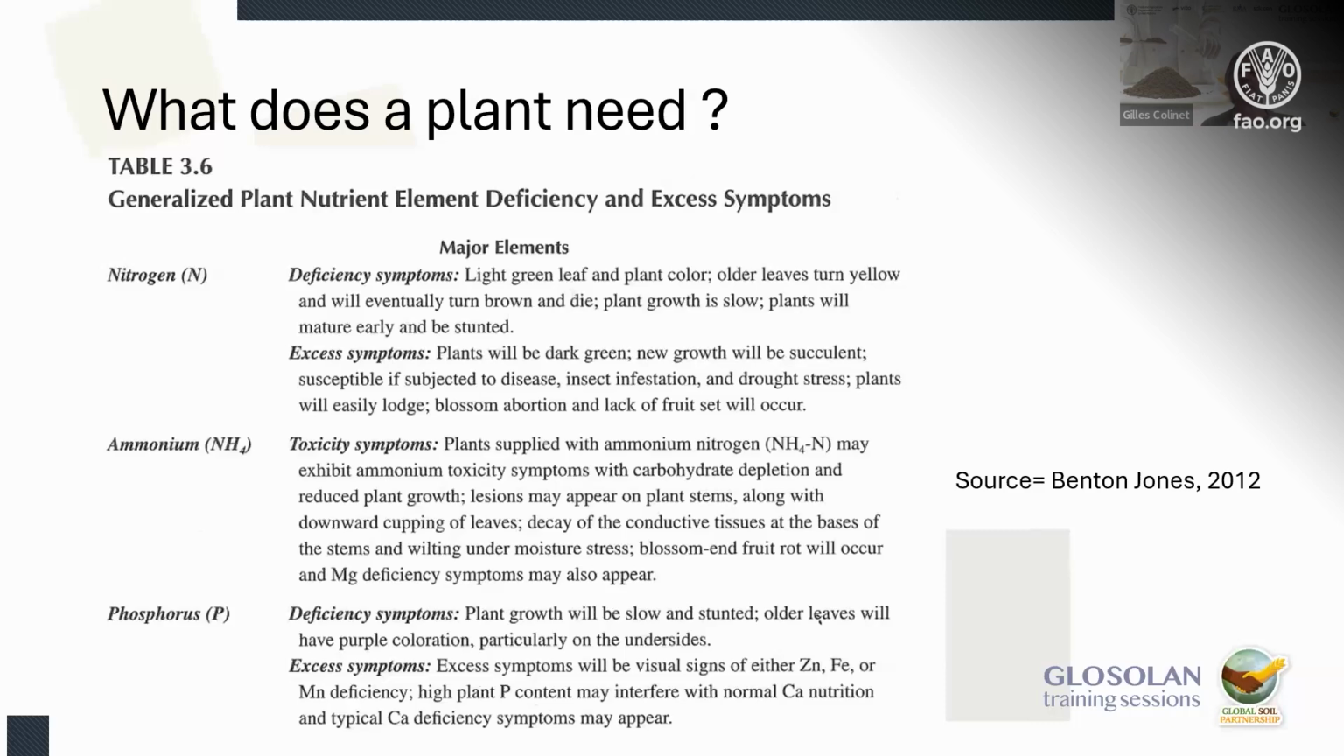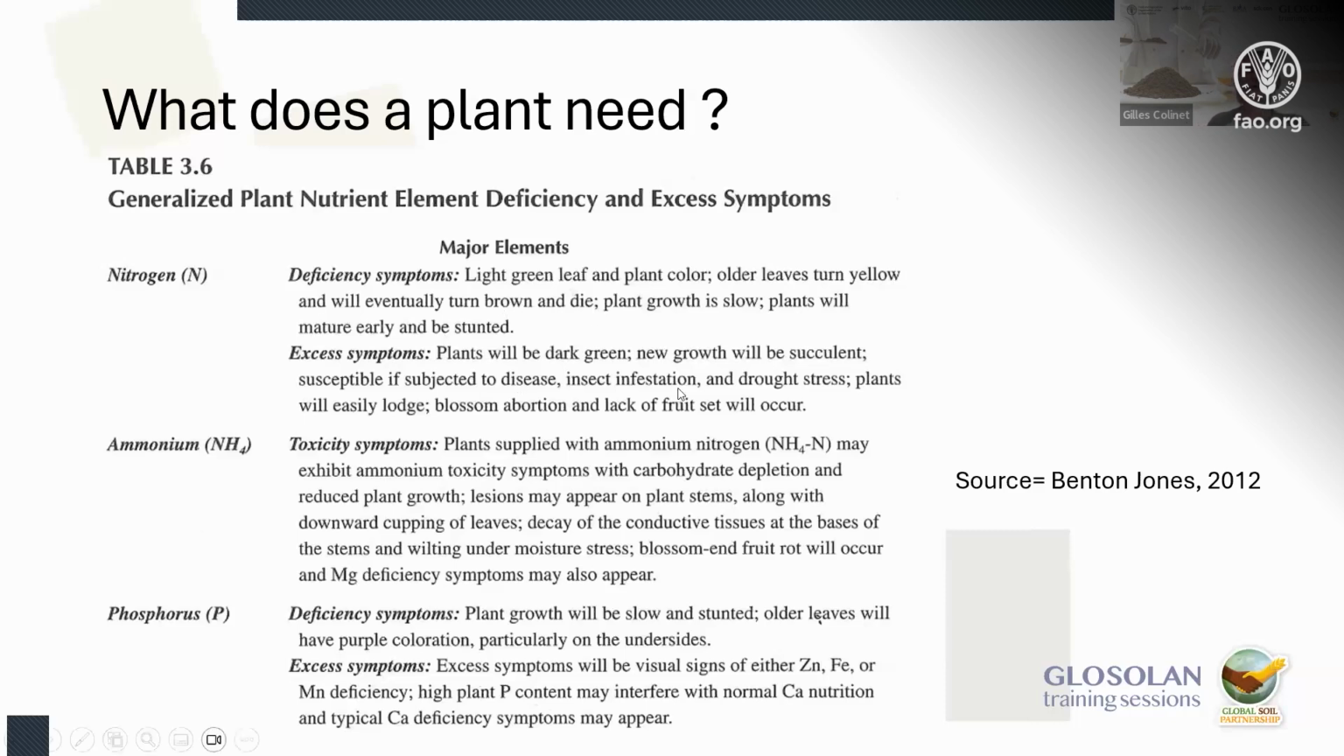The older leaves turn yellow and will turn brown and die. Plant growth is slow, and you will have too early maturation. So for most of the crops, you will have a very slow yield.